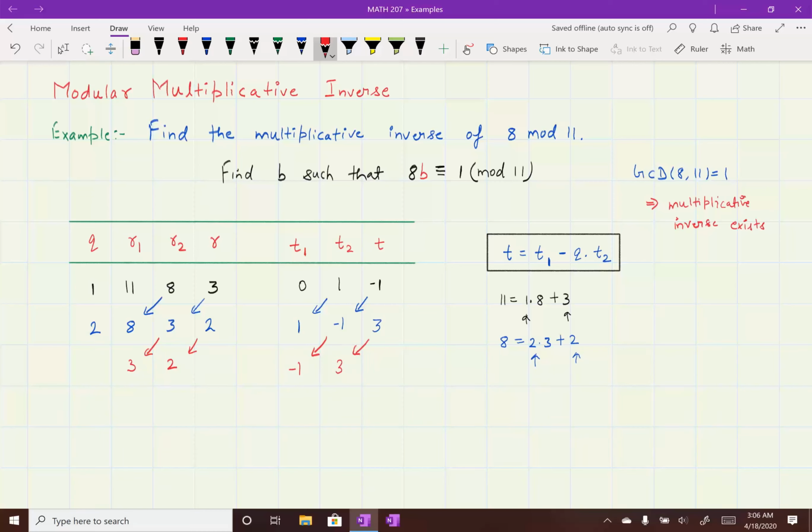Corresponding to these new values of r1 and r2, I can write 3 as 1 times 2 plus 1. So my quotient and remainder both are 1 here. The value of q is 1 and the value of r is also 1. Again I can use this formula to compute the value of t, where t1 is minus 1, t2 is 3 and q is 1. So based on this formula, the value of t is minus 4.